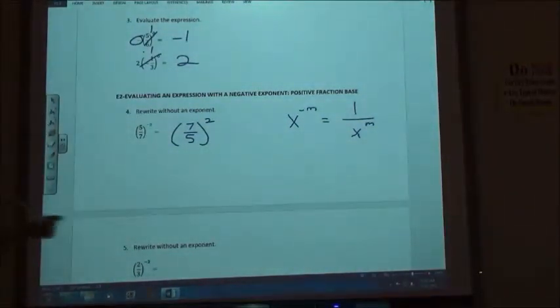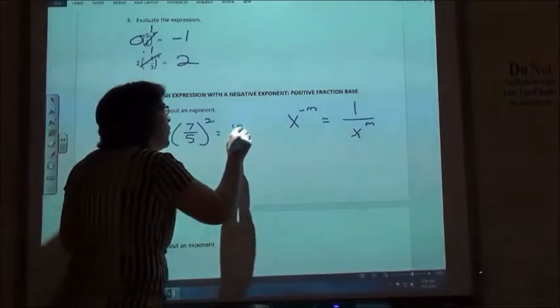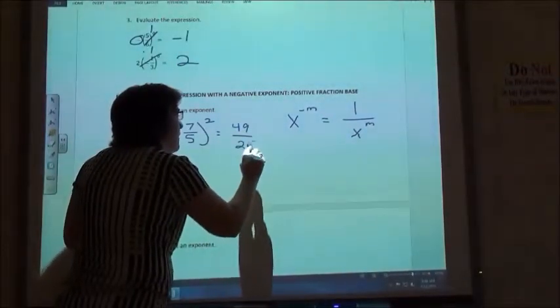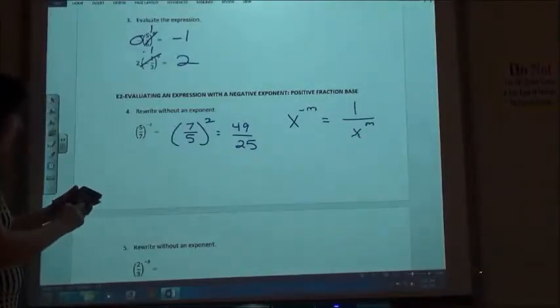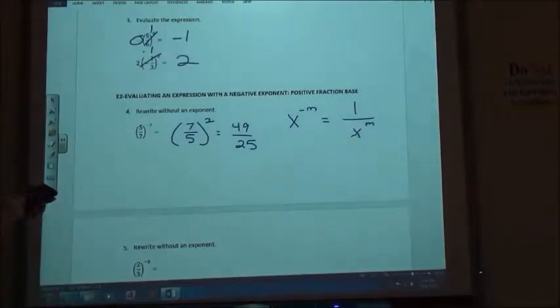Now if I square that, 7 squared is 49, 5 squared is 25. Again, if I wanted to check that with my calculator, I would put in parentheses 5 fractions sevenths, and then I'd use the caret key to the negative 2 power.